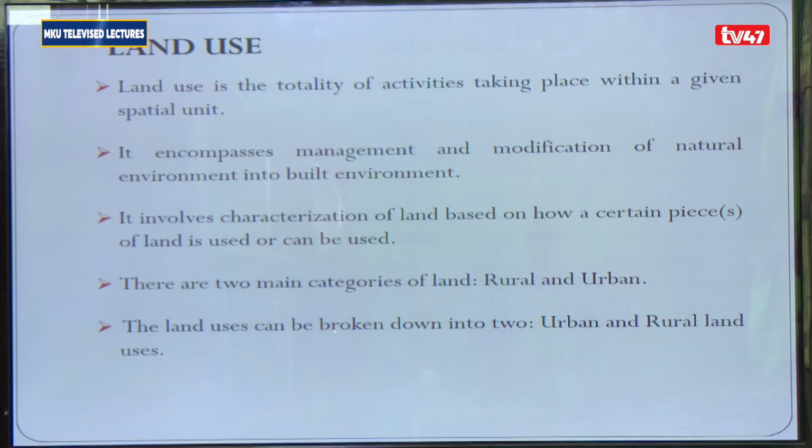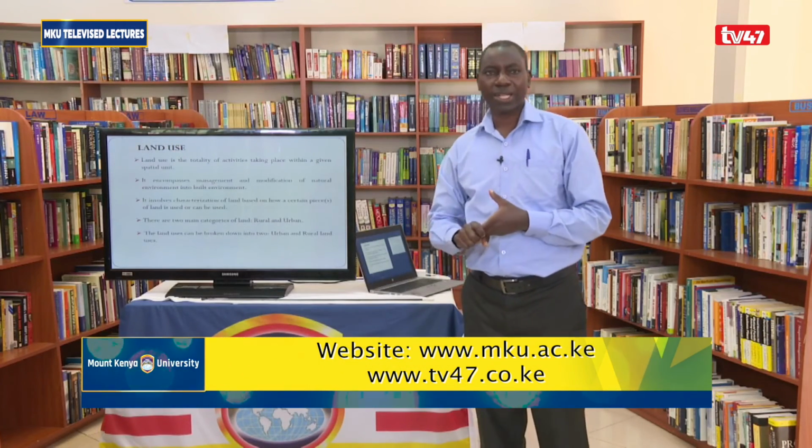We improve the natural environment through the process of land use. When that is done, then we can be able to characterize and say the land use within this area or within this parcel of land is land use X or Y, as the case may be. There are two main categories of land. We can categorize land in form of rural land use or urban land use, depending with where this land is actually located.